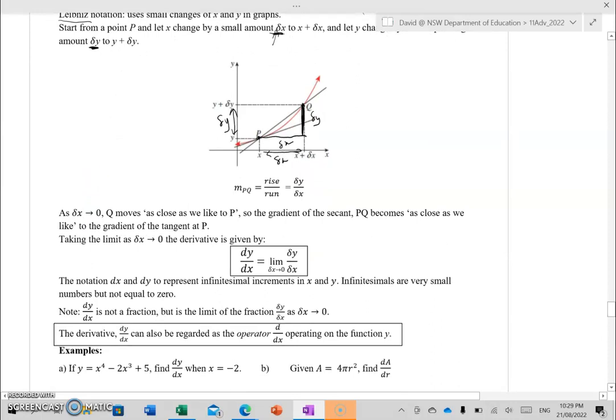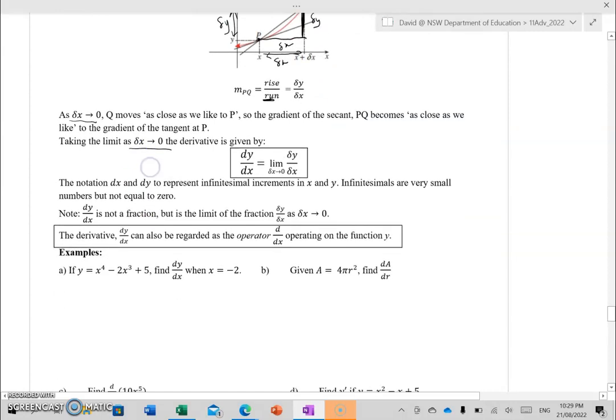Then remember, in our proof of finding the derivative function, we take the limit as the run goes to 0. We make that delta x as small as possible. So we take delta x going to 0. What happens is Q moves as close to P as we like, so the gradient of the secant becomes as close to the gradient of the tangent. Taking the limit as delta x goes to 0, we get that the derivative, which he called dy dx, is the limit as delta x goes to 0 of delta y over delta x.